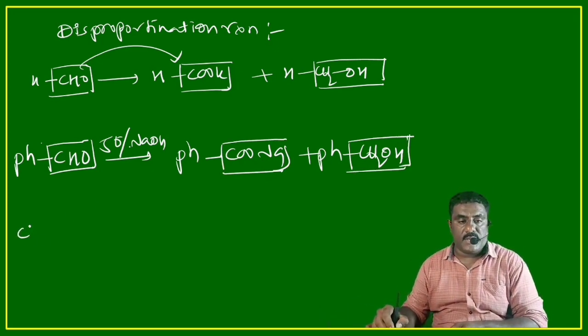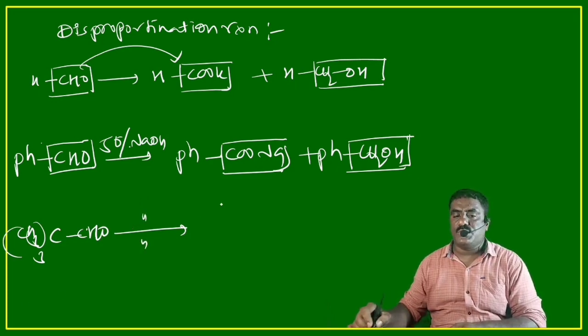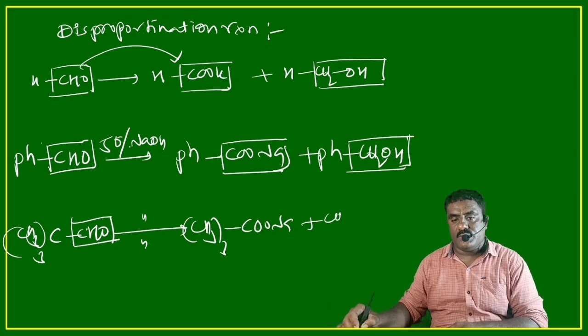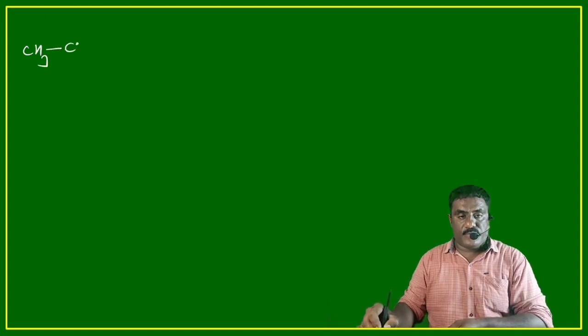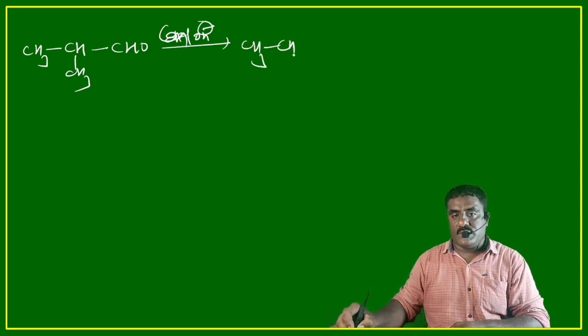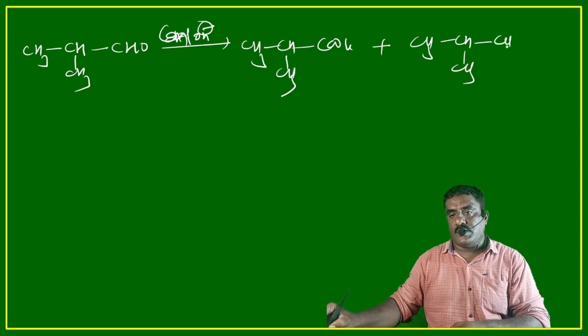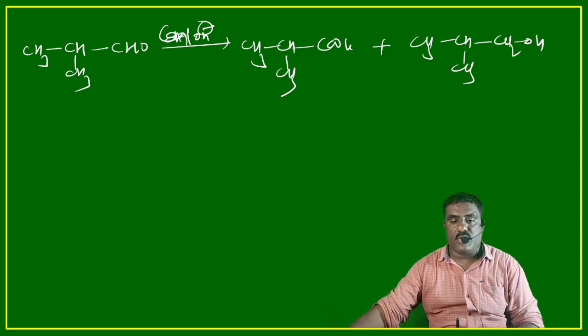Let's take another example: CH3CHO in the presence of the same 50% sodium hydroxide. One CHO is converted to CH3COONa and the other to CH3CH2OH. This is the product. Let's take another example: (CH3)3CCHO in the presence of concentrated base. It gives (CH3)3CCOOK plus (CH3)3CCH2OH. These are the products.